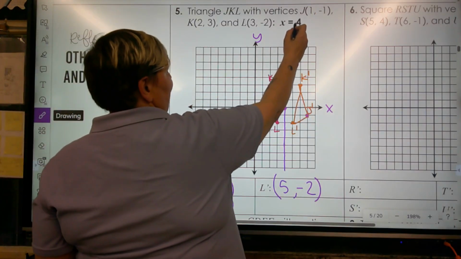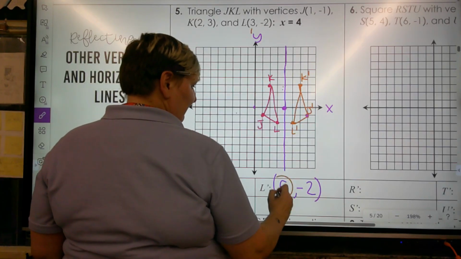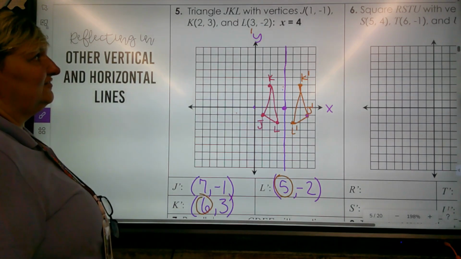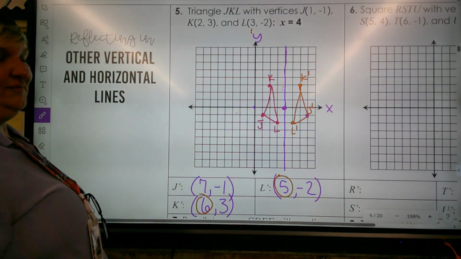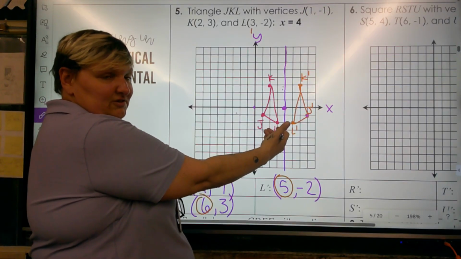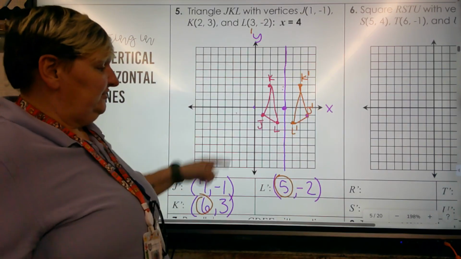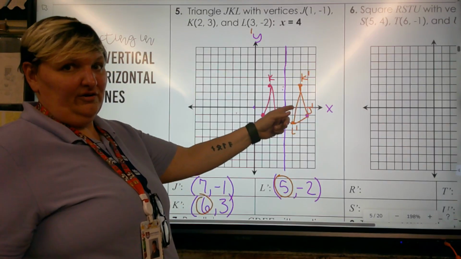Again, the distance between 4 and 3 is 1. 1 plus 4 is 5. Which way do you like better? Do you like reflecting the image and then finding the coordinates? Or do you like finding the coordinates and then plotting your image?